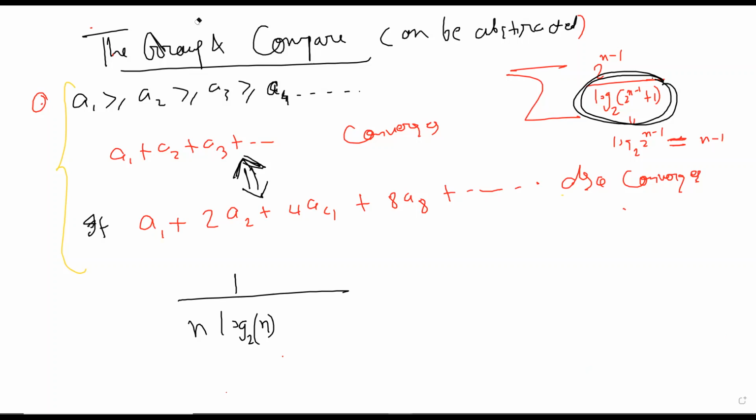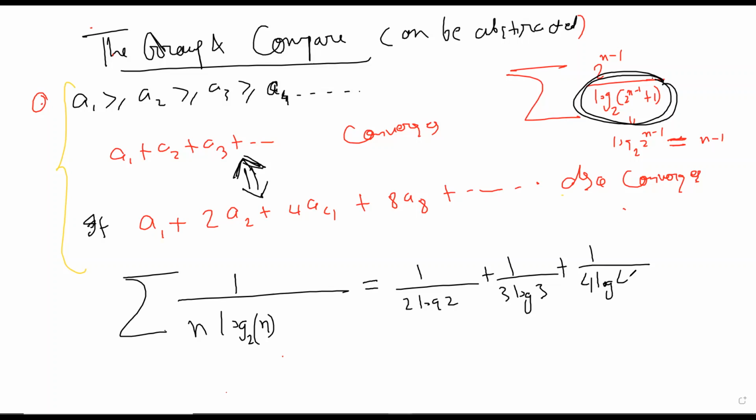1 by n log n. This is basically, if I write it out, it starts from n is equal to 2, of course: 1 by 2 log 2, and 1 by 3 log 3, 1 by 4 log 4. And now the question is, which is bigger, 1 by 2 or 1 by 2 log 2?